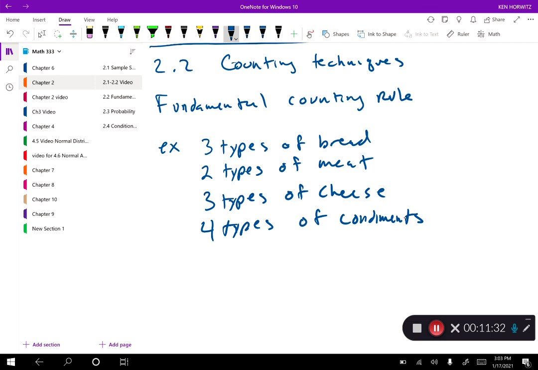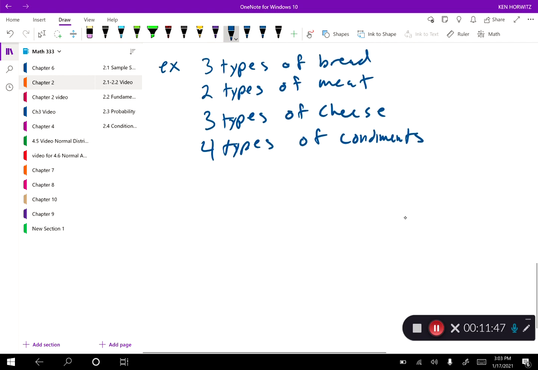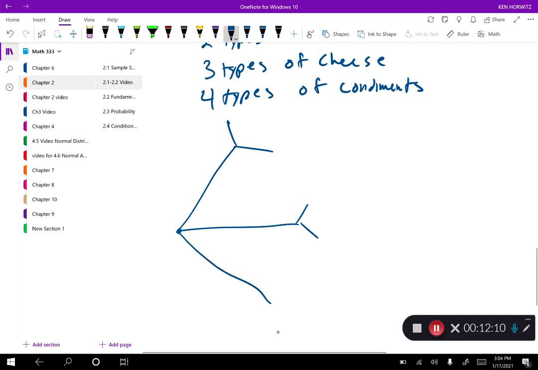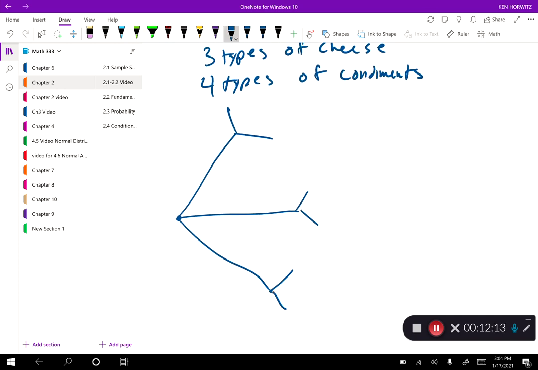All right. So here's the thing. With so many possibilities, writing out the sample space seems like an awful lot. And I'll just give you a quick illustration that the sample space is going to get very large very quickly. So let's say we start here, and we have 3 types of bread. So here's 1 type of bread, 2 types of bread, 3 types of bread. Now with this first type of bread, we could have 2 types of meat, 1, 2. With the second type of bread, we could have 2 types of meat. With the third type of bread, we could once again have 2 types of meat.